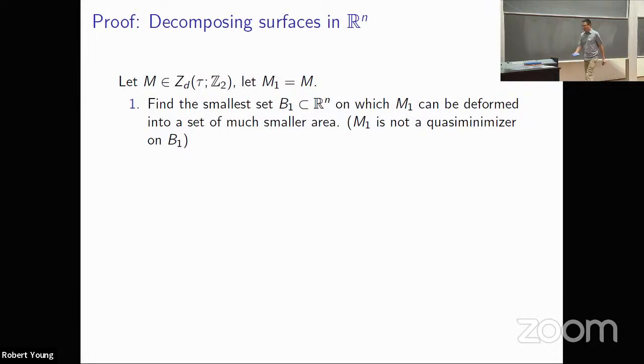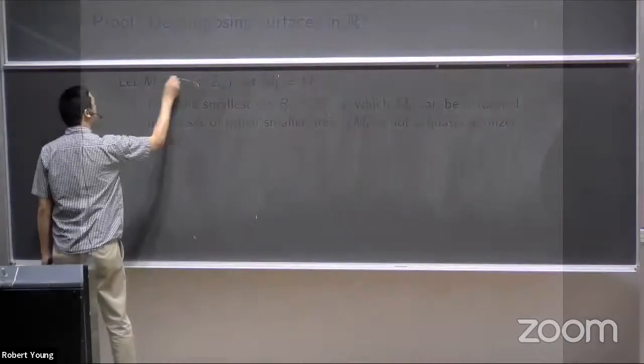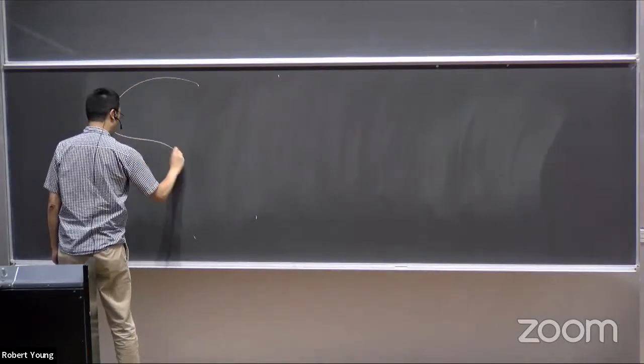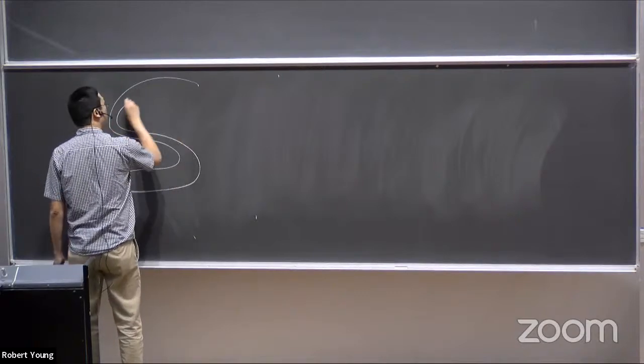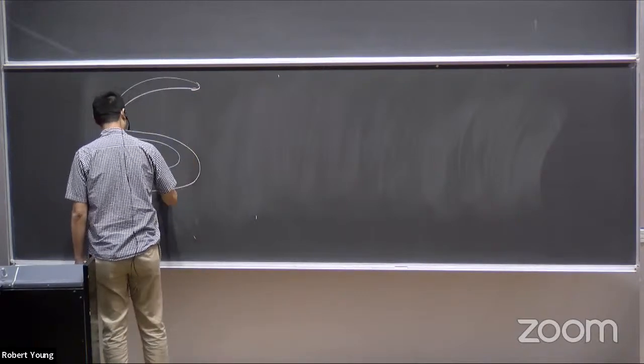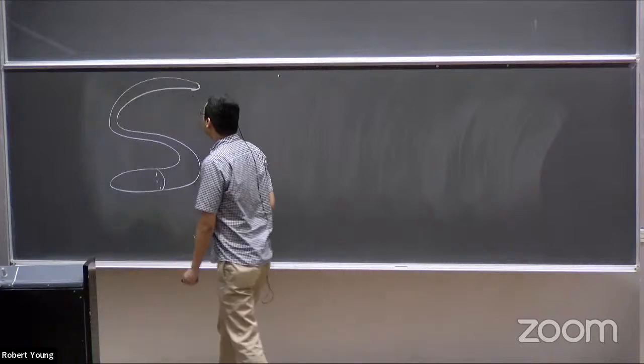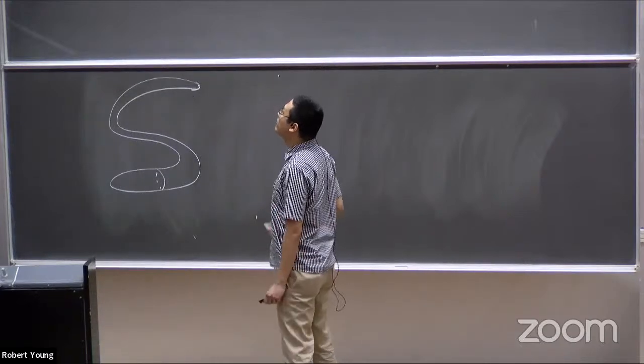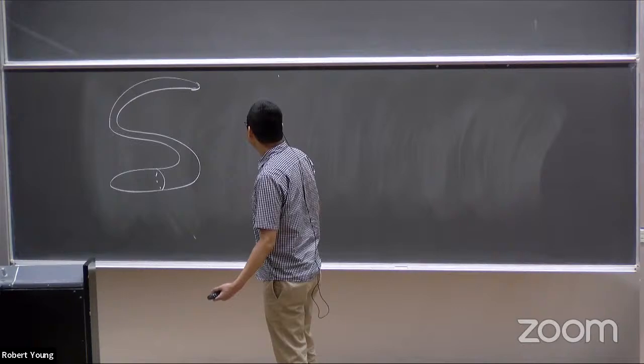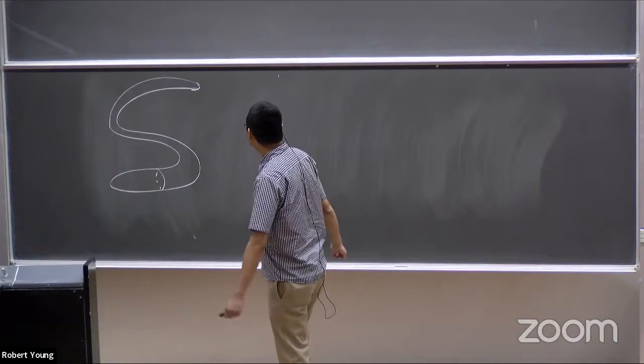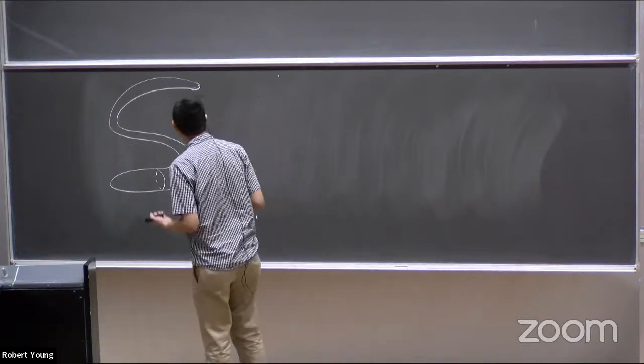And at each step of the decomposition, we're going to try to decrease the area of our surface. So say we start with some surface that looks like this. Say our surface is just sort of snake shaped. We're going to call this surface M. Let M1 be equal to M because we're going to proceed iteratively.